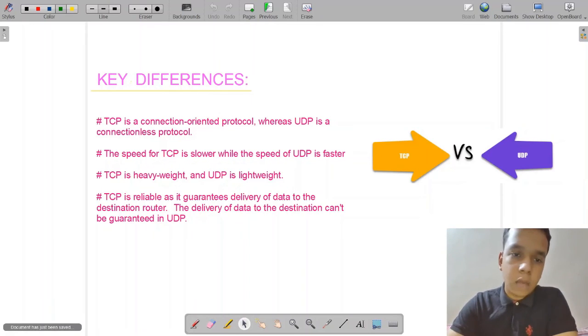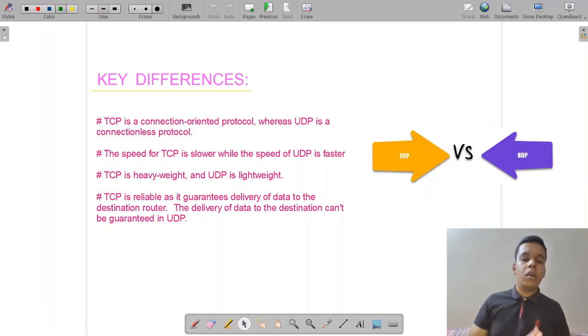And in the next video, we would be seeing how you can code or create a client server application using the UDP model.